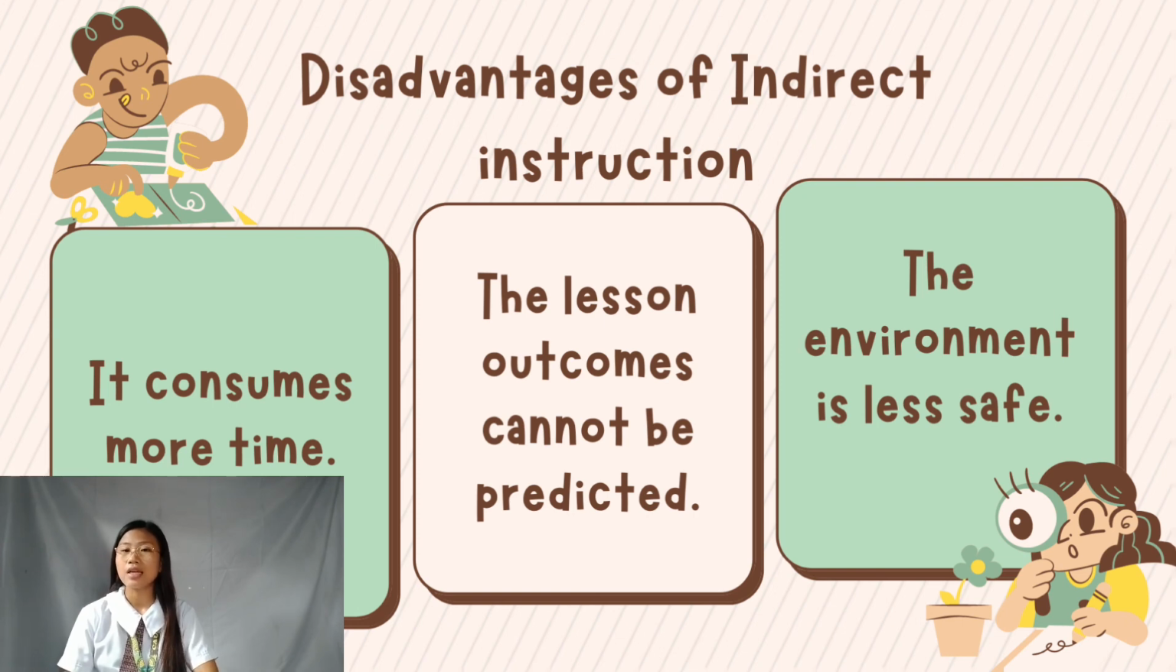And lastly, the environment is less safe. Because students' learning may fail to define tasks, provide adequate structure, and monitoring holds students accountable. So, indirect instruction is not the best way of providing information or encouraging step-by-step skill acquisition. So, like other strategies, indirect instruction has its own disadvantages.